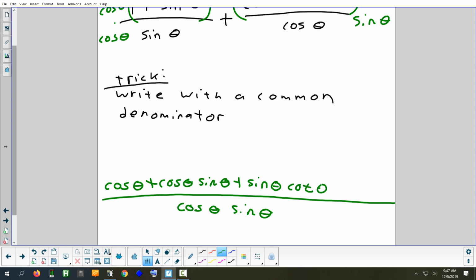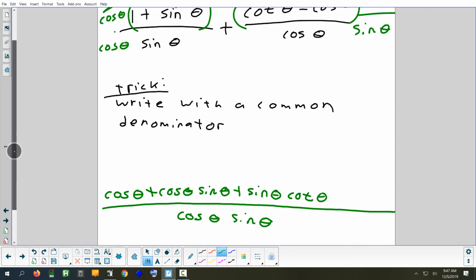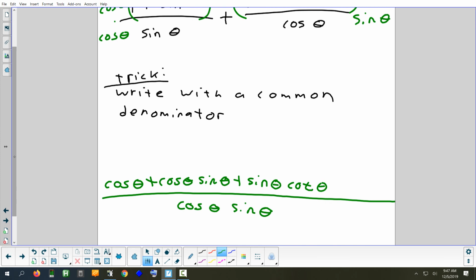Sine times cotangent. And now this is the part I want you to look at. You have a negative cosine times a positive sine. That's just a negative cosine times sine. Now something there better cancel out, or it's going to be a mess. Does anybody see what cancels out? Yep. Positive cosine times sine and negative cosine times sine. 4 things just disappeared completely.